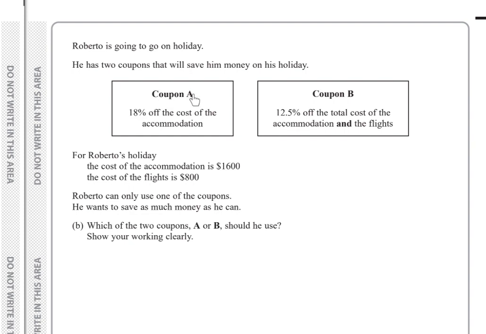For coupon A, 18% of the accommodation. The accommodation is $1,600. So 18% times 1,600 equals $288. So the cost reduced by $288.